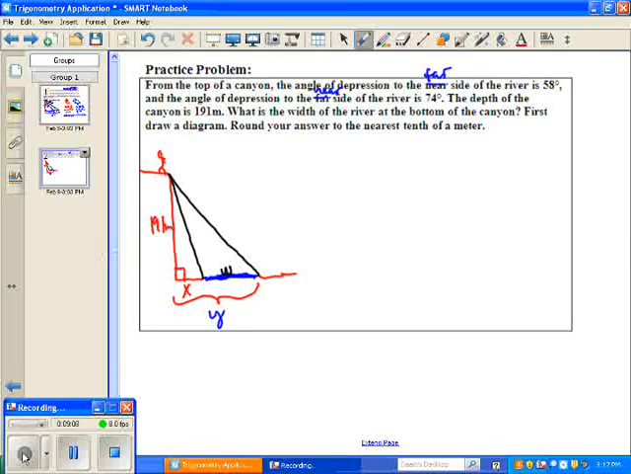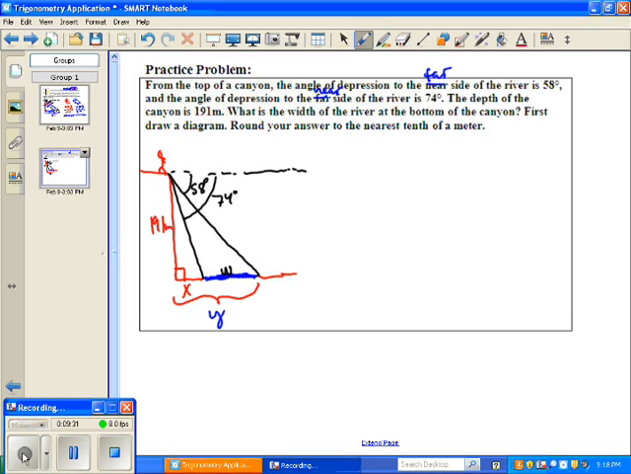Oh, before we do that, let's look at the angle. So again, if you look straight across, they tell us that the angle of depression to the far side, so right here, is 58 degrees. The angle of depression to the near side is 74 degrees.